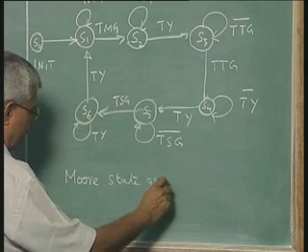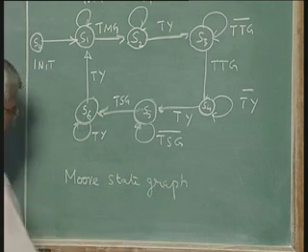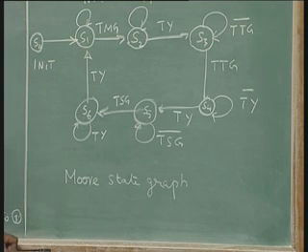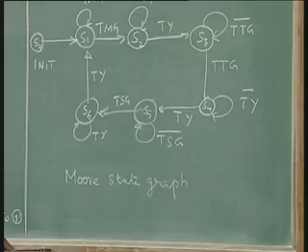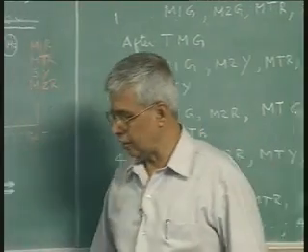Moore graph defines outputs for states. Mealy graph defines outputs for state and a particular input combination. In this particular case, states define the outputs.